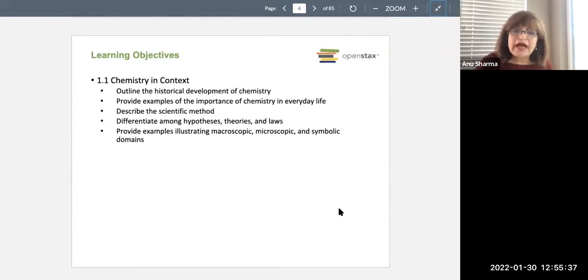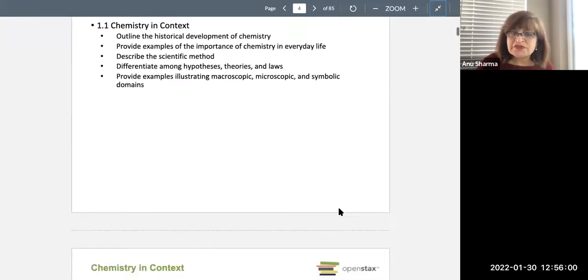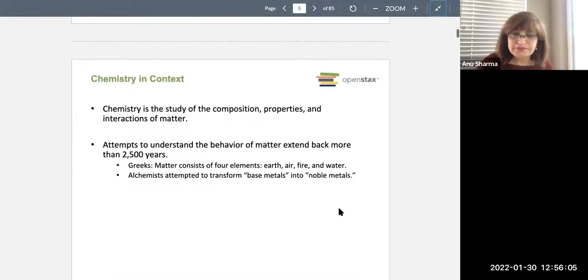So we will look at the historical development of chemistry. Chemistry is a study of matter, but how did this discipline evolve? So we will look at the examples of chemistry as it relates to our daily life. We'll look at the scientific method, differentiation between the hypothesis, theories, and laws. And then we're going to look at the examples that illustrate the macroscopic, microscopic, and the symbolic domains.